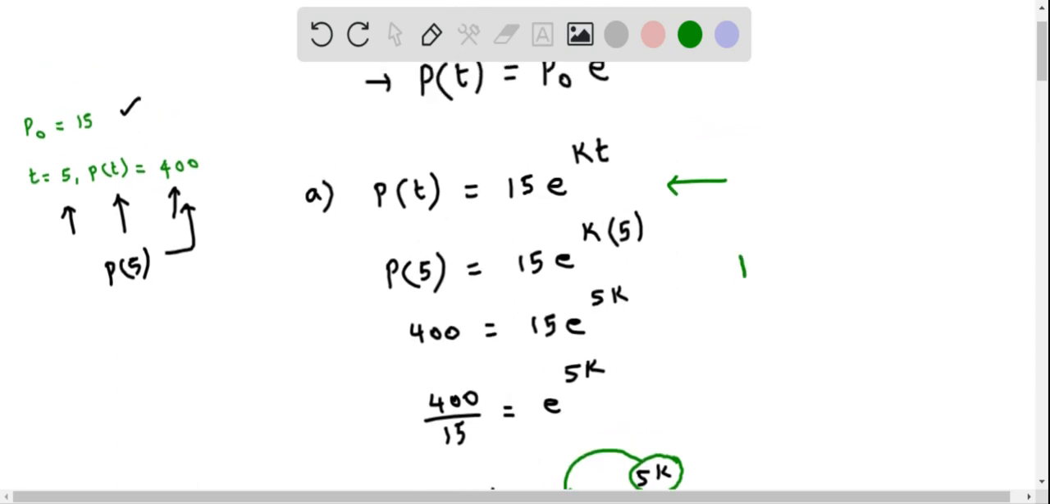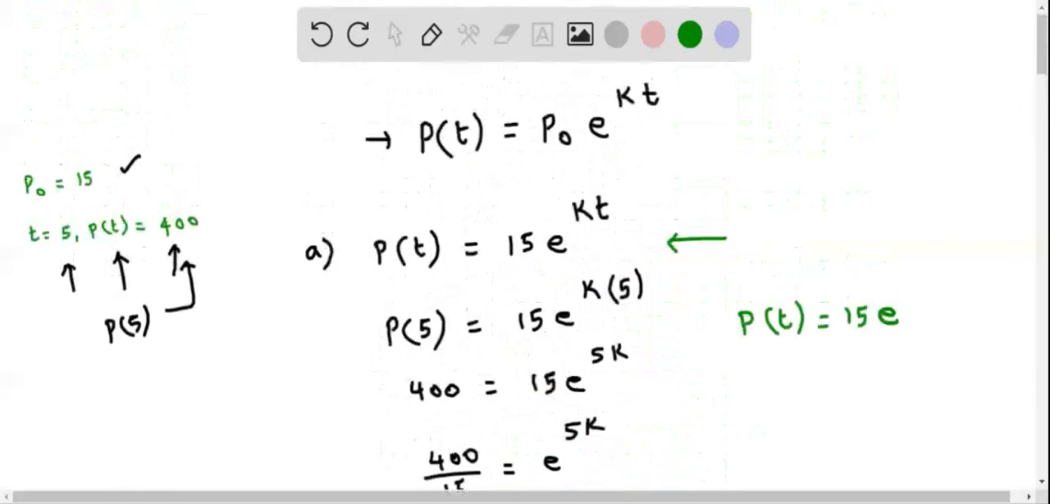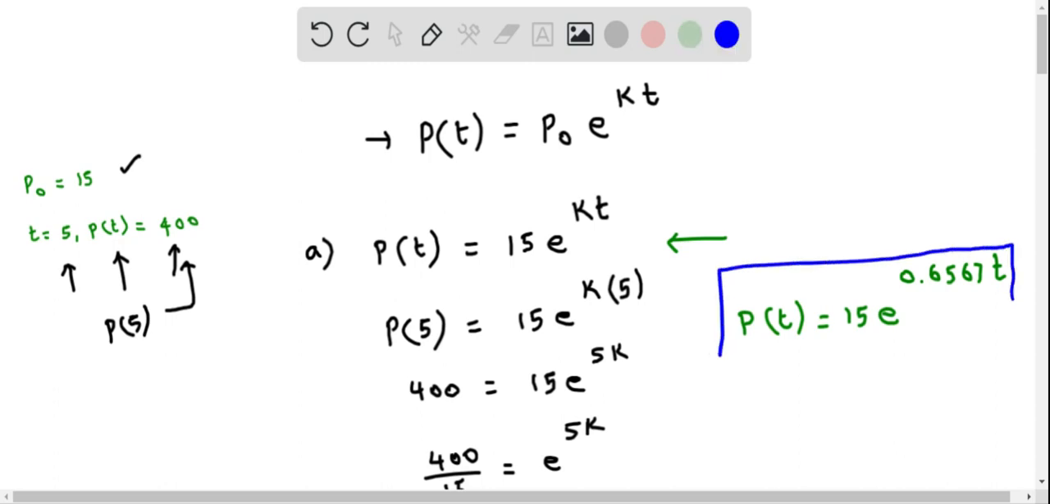So we write P of t equals 15 times e raised to the power of, replacing k by 0.6567, so it is 0.6567 multiplied with t, that is 0.6567t. And so this is the model which represents the population of the colony of rabbits after t years.